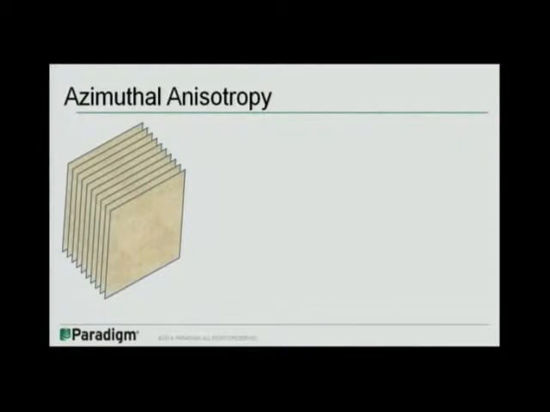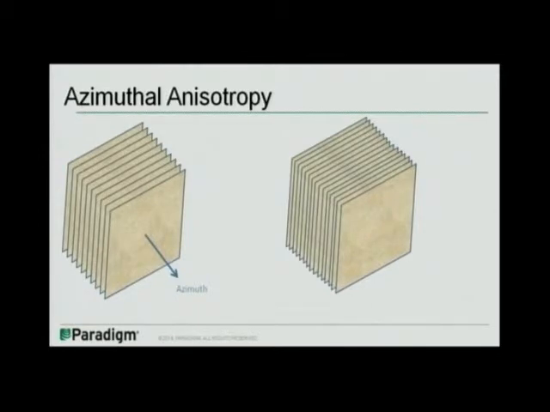In this direction you can squeeze the layers easily, so the velocity will be slower, while in this direction it will be very stiff, so the velocity will be higher. And this is the seismic expression of this type of geological phenomenon. So this is the azimuth, the direction in which these layers are oriented.